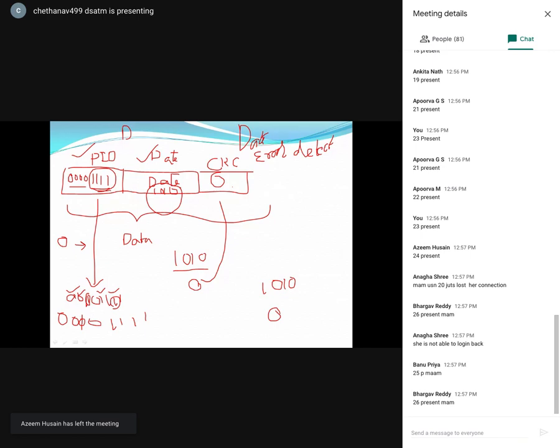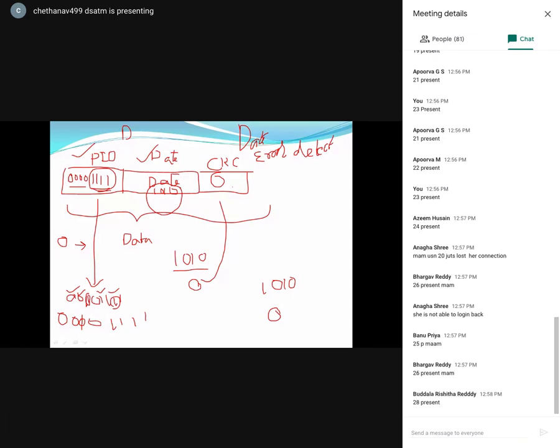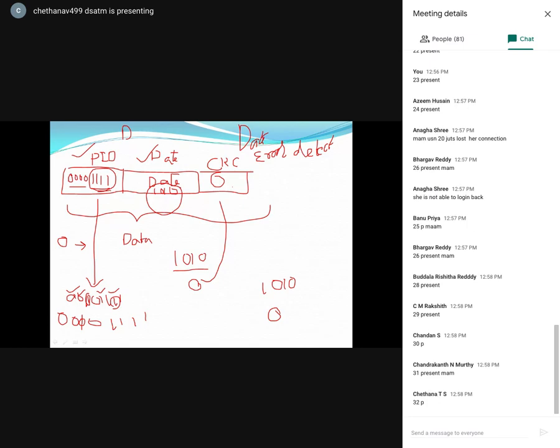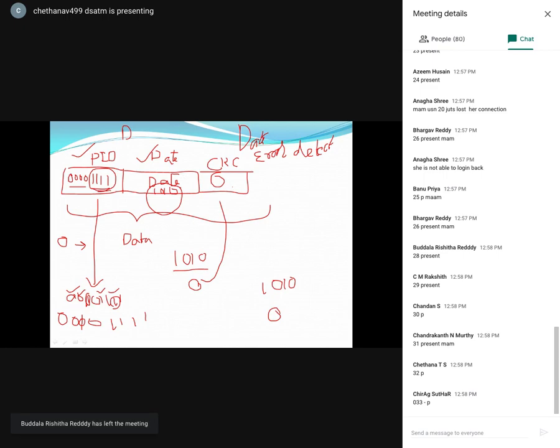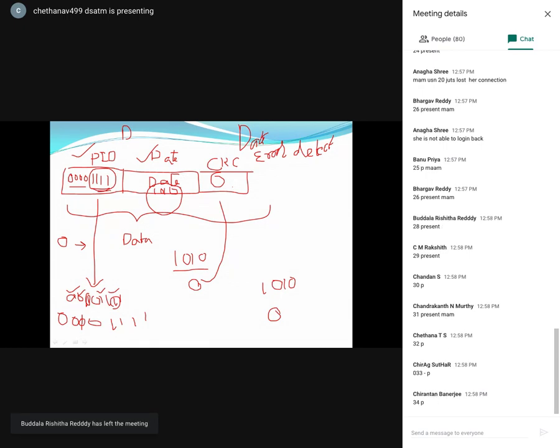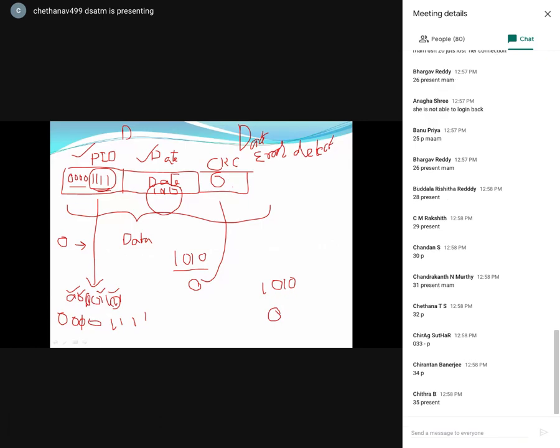Number 27. Rishita. Rakshit. Chandan. Chandrakant. Chetana. Chirag. Chirantan. Chitra. Sai Sankirtana, Darshan, Deepa, Deepali, Vasant Reddy.